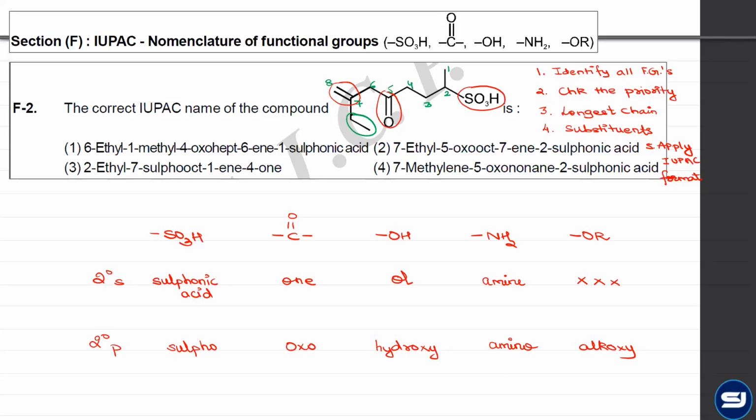अब जो नहीं आया वो substituent. So on the 7th carbon you have ethyl, and 5th carbon पे जो ketone substituent है, it will be called oxo. So 7 ethyl and 5 oxo. Parent is of 8 carbon. Then 7 पे ene है और 2 पे sulfonic acid है. Answer is option 2.